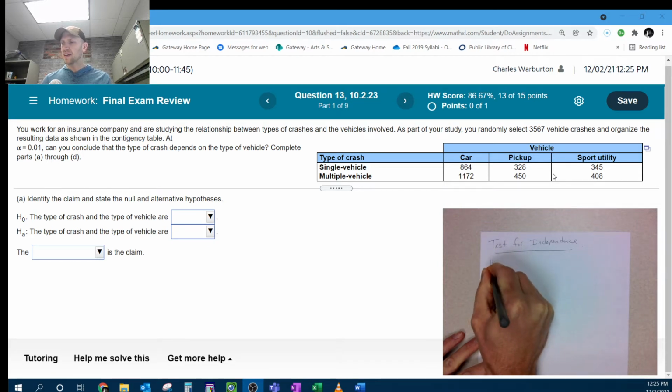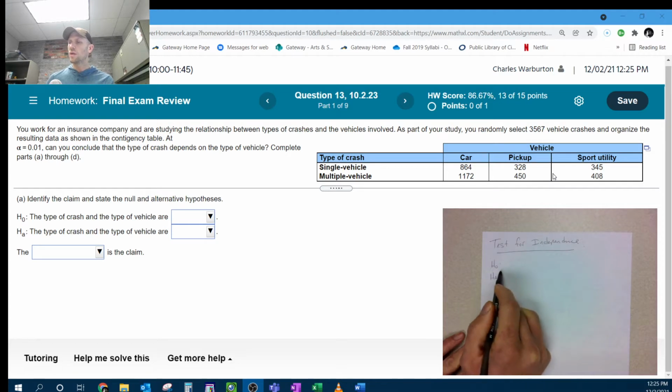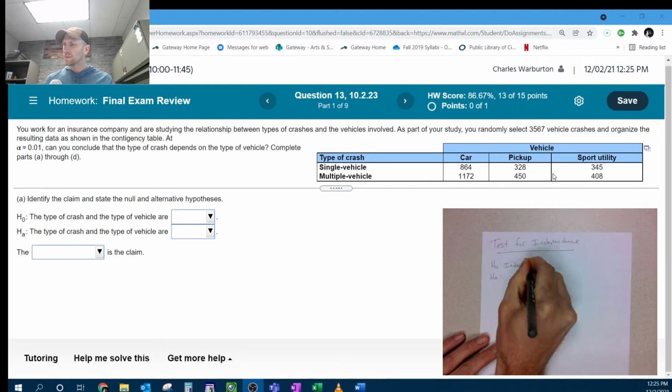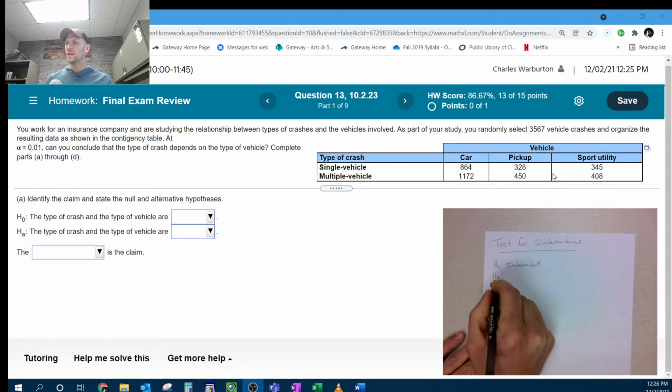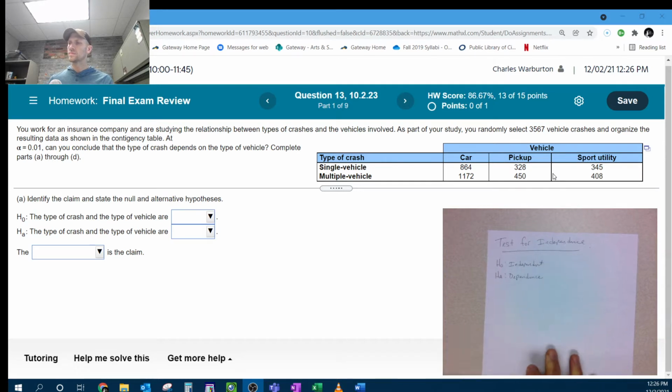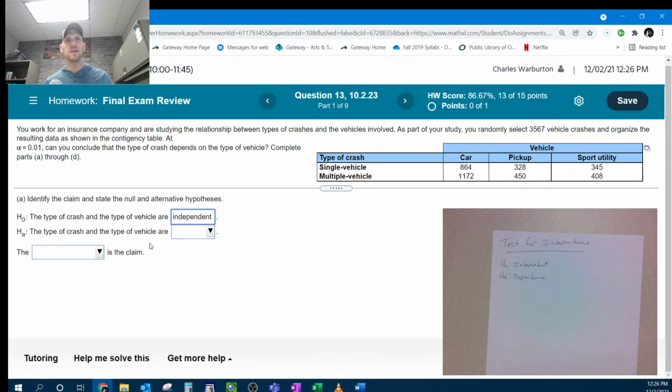For a hypothesis test, first thing you do is set up your null and alternative hypotheses. For the null hypothesis, we assume independence: the two variables are independent, and then the alternative is that they are dependent. We assume that they are independent, and then we have to prove that they're dependent with the alternative. So let's read the claim.